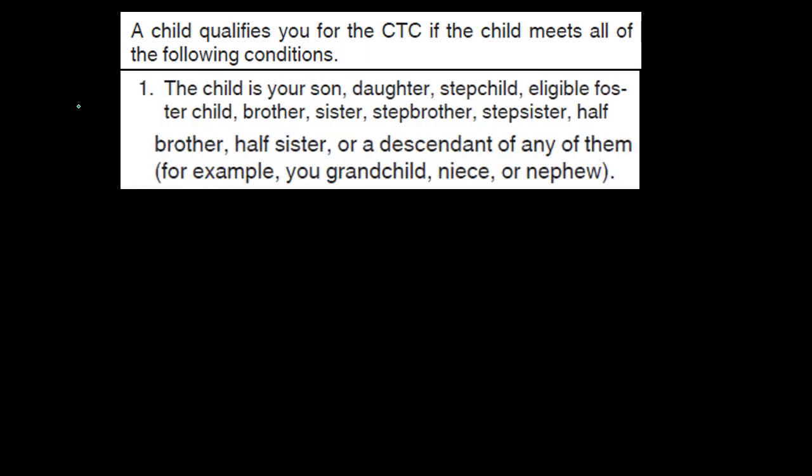We'll talk about questionnaires for that later. So here's the general rules. We'll go through the questionnaire that applies these rules in a later presentation. Number 1, back to the text. The child is your son, daughter, stepchild, eligible foster child, brother, sister, stepbrother, stepsister, half-brother, half-sister, or descendant of any of them. For example, grandchild, niece, and nephew. So that's going to be condition number 1 for the child tax credit.